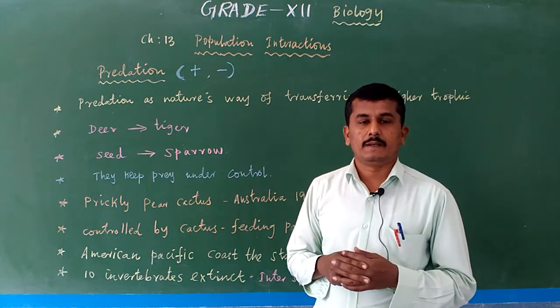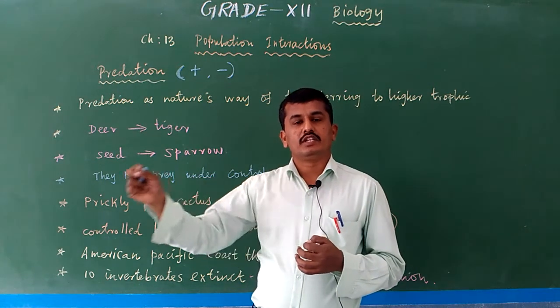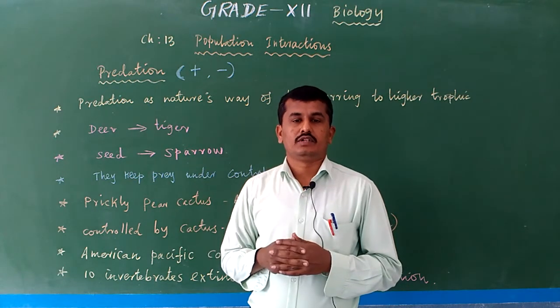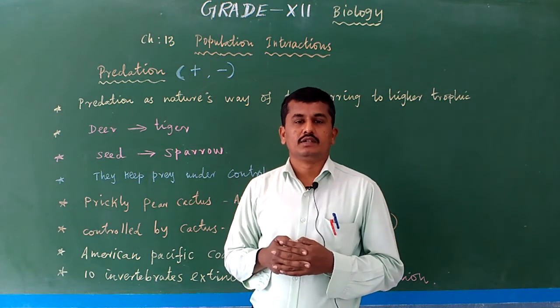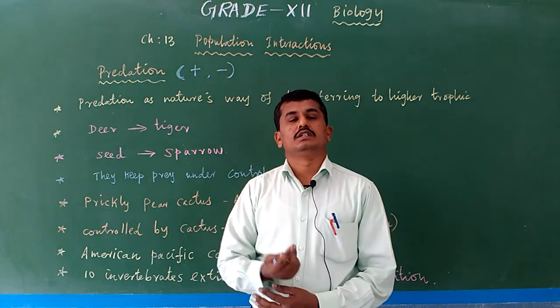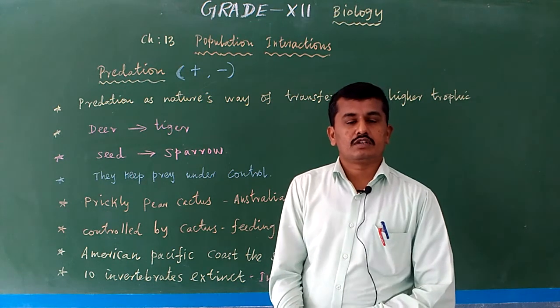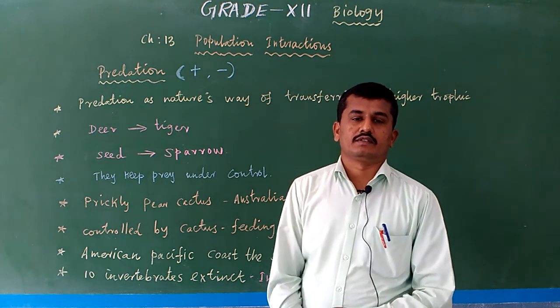For example, a lion is a predator which eats deer. So the deer is actually prey. So the energy from the deer to the lion is slowly transferred from one trophic level to another trophic level.